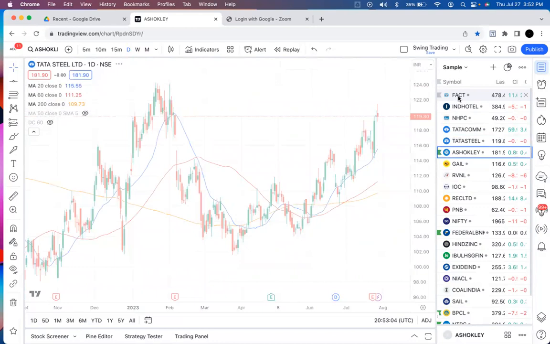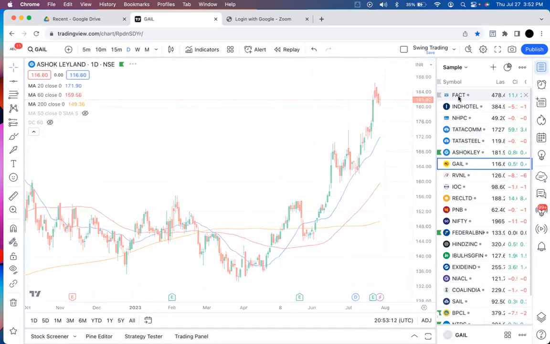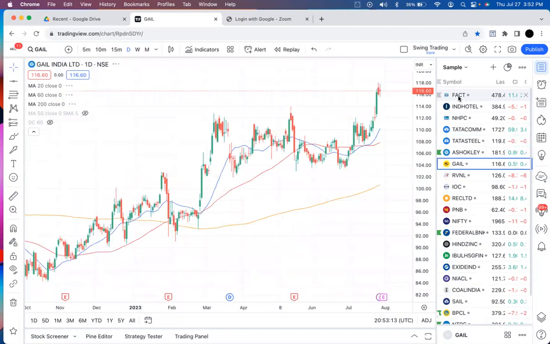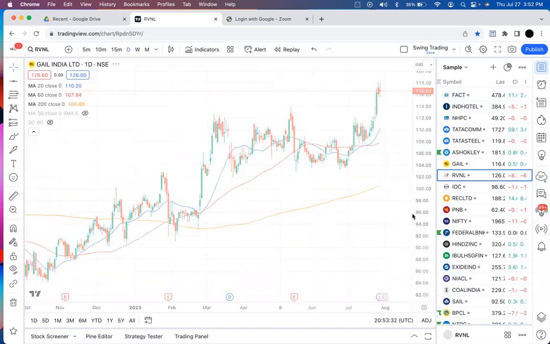Ashok Leyland. Let's look at Ashok Leyland. All right, looking good. 20, 60, and 200. By the way, if any of you have stocks on your watch list that are different from this list and you'd like to share that with the others, you can do that by sharing it as a comment on this YouTube video. Here's the 20, 60, 200 on GAIL. That's looking good.